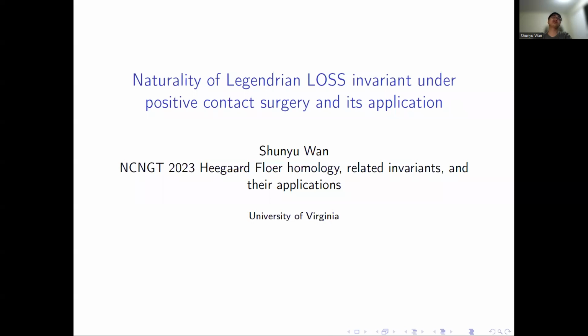So in the first part, we'll define the Lisca-Ozsváth-Stipsicz (LOSS) invariant for Legendrian knots in a contact 3-manifold. And in the second talk, I will explain the naturality of the LOSS invariant under positive contact surgeries and its application.